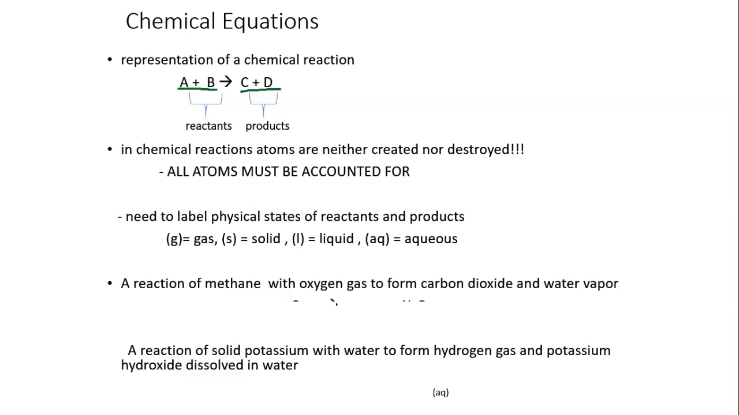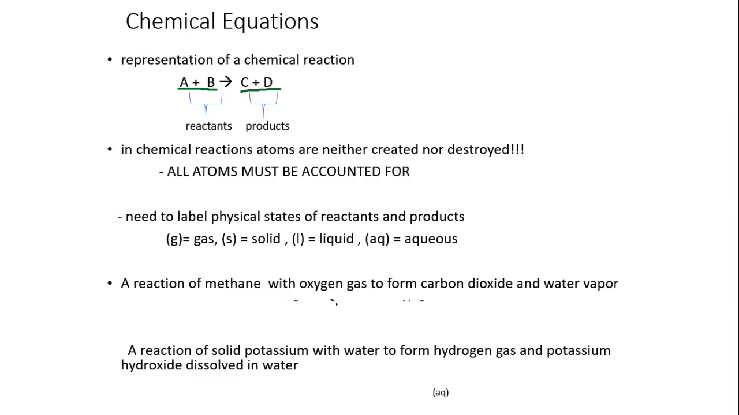One thing you have to remember is that in a chemical reaction, you can't destroy or create atoms. All atoms have to be accounted for. However many atoms of carbon you have on the reactant side, you have to have that many carbon atoms on the product side. You can't have more carbon atoms on one side versus another. You're going to violate the law of conservation of matter.